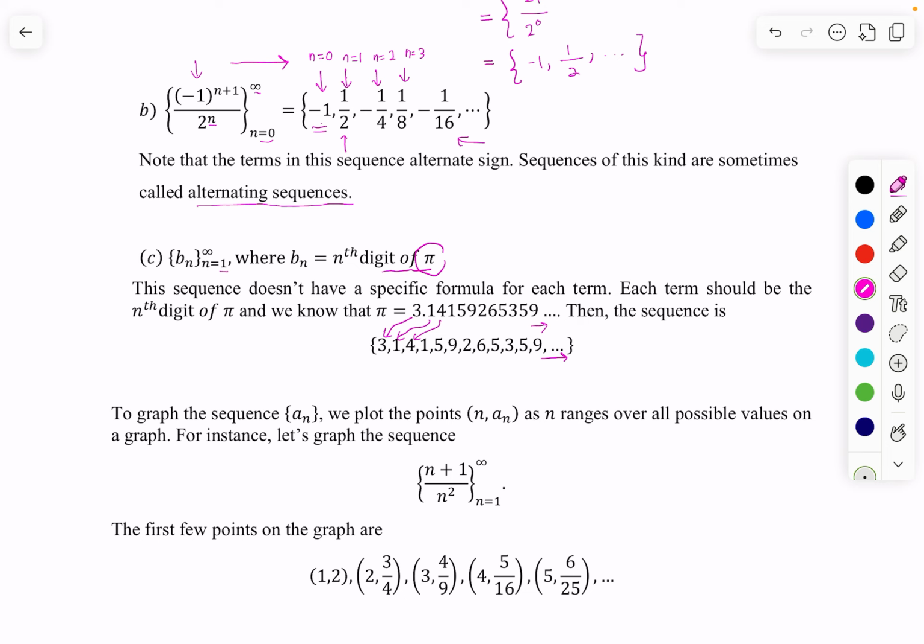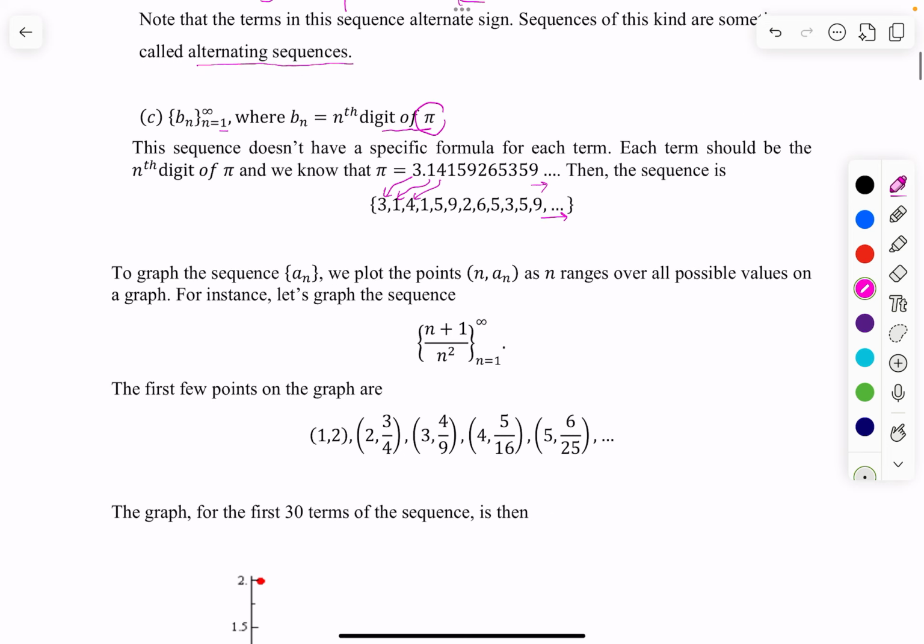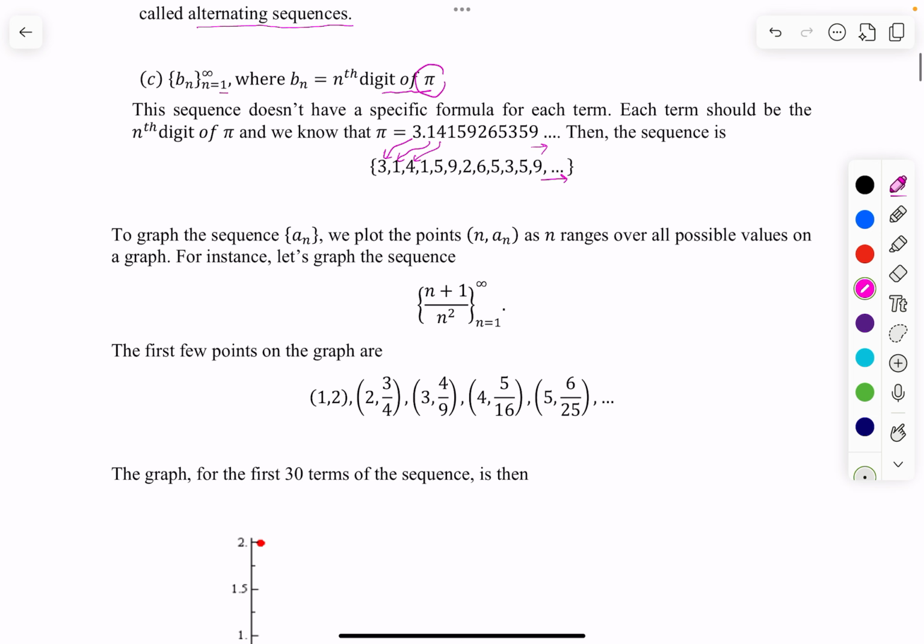You just plug in the value of n, which is given. Okay, so how to graph the sequence? We usually, when we plot a graph, the same thing as we plot a graph of a function, it should involve coordinates.